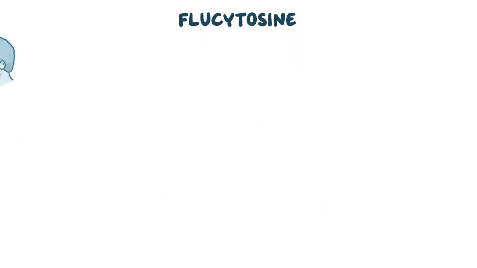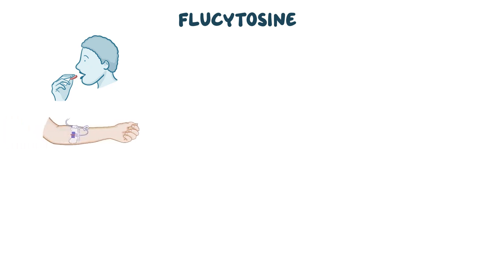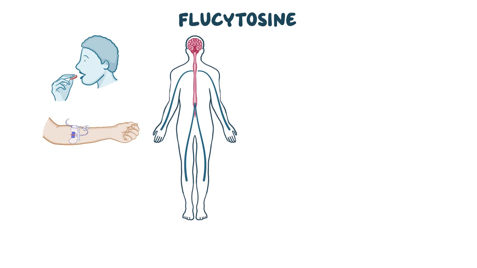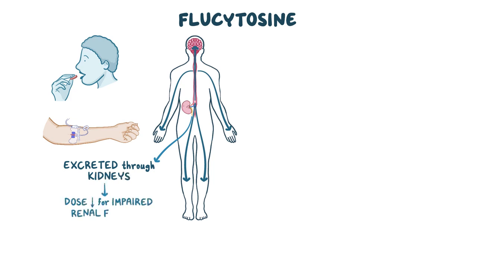Alright, now flucytosine can be given orally, or intravenously since these patients are usually too ill to take medicine by mouth. It's distributed throughout the body, including the central nervous system, or CNS, and it's excreted intact through the kidneys, and therefore the dose must be reduced in patients with impaired renal function.